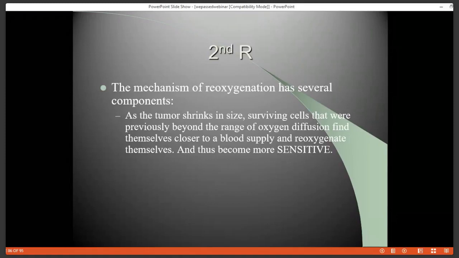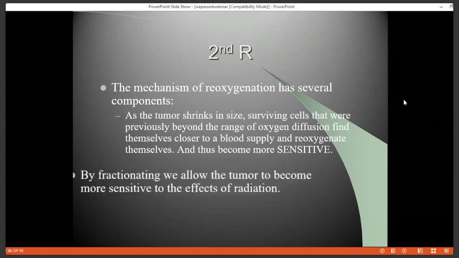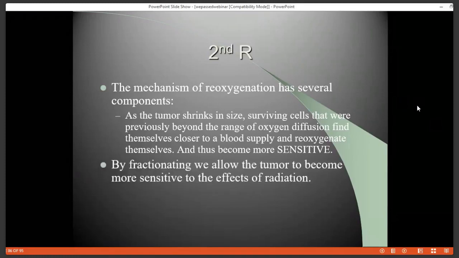So today's dose of radiation kills those group 1 cells, those closest to the vessel. Now, over the 24-hour time frame while the patient is at home, oxygen and nutrients can diffuse out into groups 2 and 3. Those groups were previously hypoxic, but now become oxygenated. So each time we fractionate the dose of radiation, we're allowing the oxygen to diffuse out into these tumor cells that tend to be much more resistant to the effects of radiation. So by fractionating, we allow the tumor to become more sensitive to the effects of radiation.